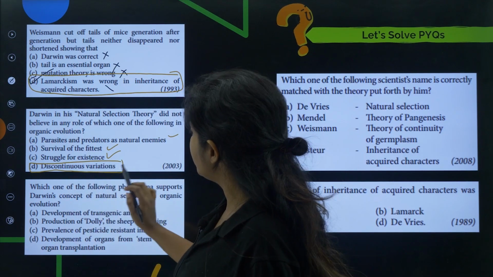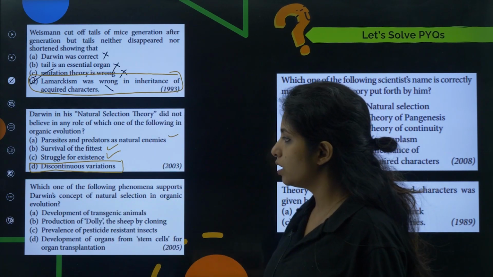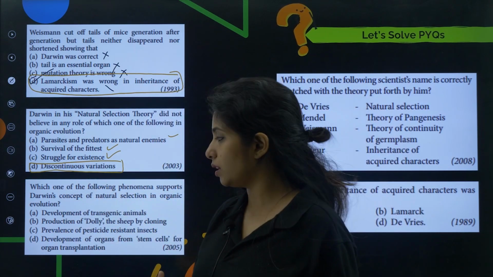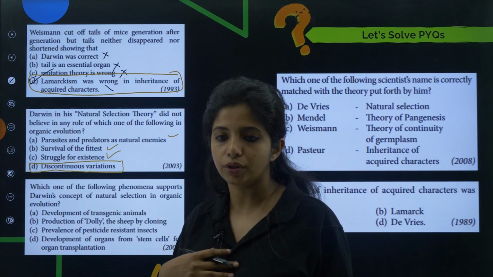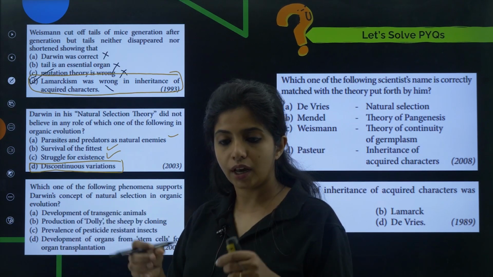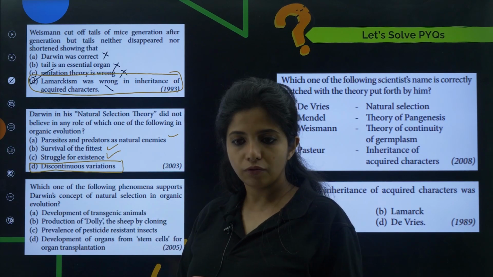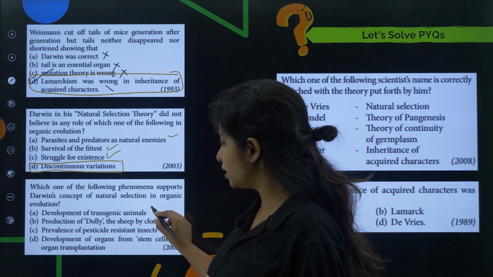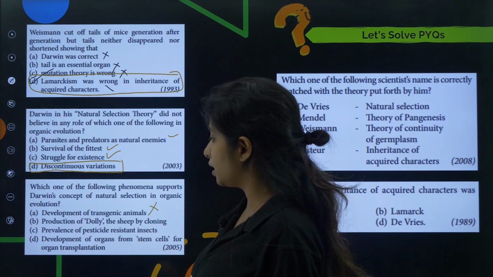Now, which one of the following phenomena supports Darwin's concept of natural selection in organic evolution? Now, which one supports his theory? Development of transgenic animals, over here human beings are involved, children. Human beings are making two organisms come together. This is transgenic, new animal with desired trait is being formed. So that has nothing to do with natural selection over there. It is not getting selected naturally.